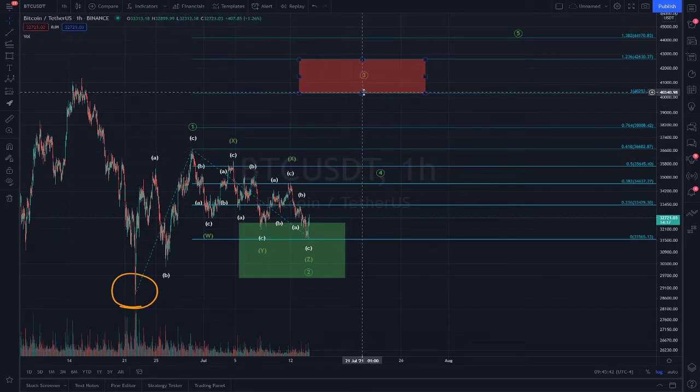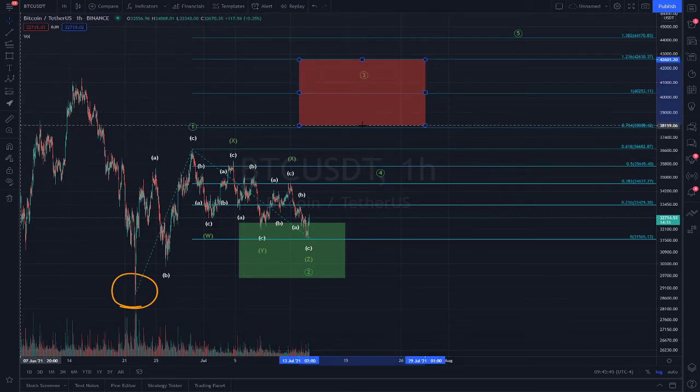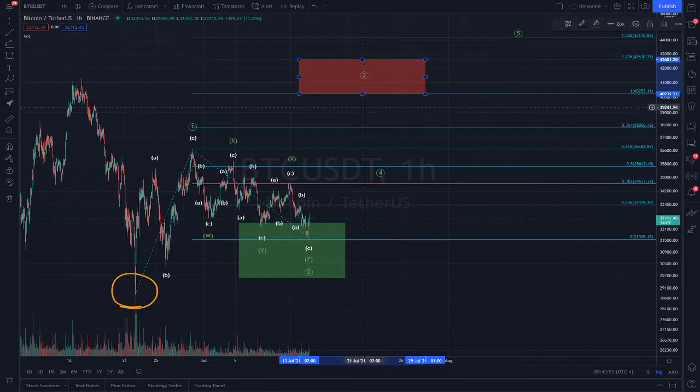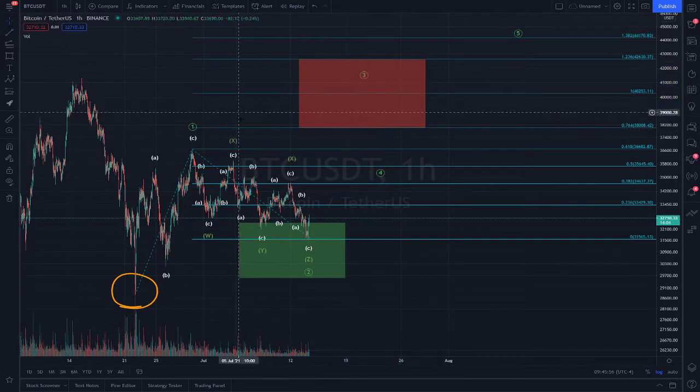It might go lower. It could, really down to the 764. As long as we're above the 1, it's still valid. I would much prefer it to make a bigger move up here, but anywhere really in this red box.